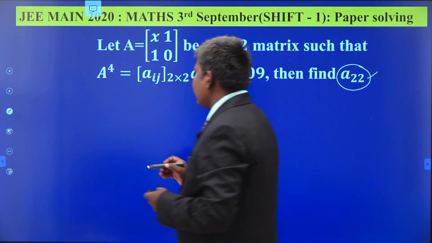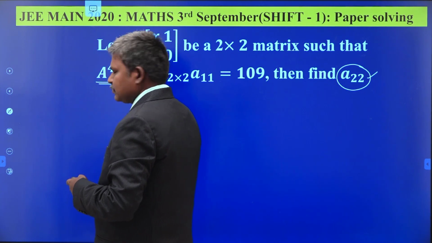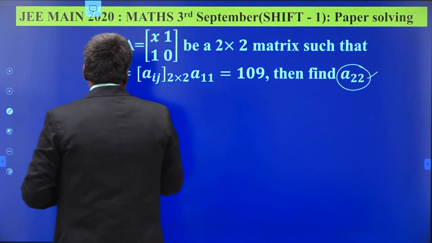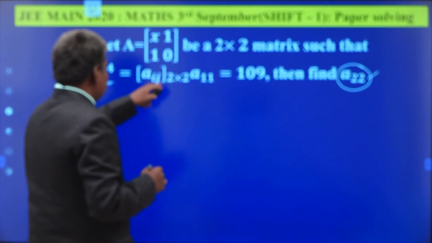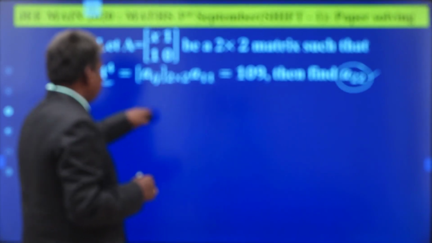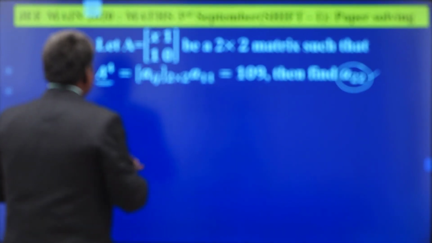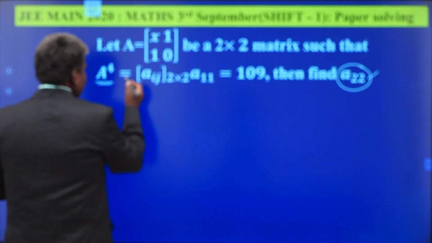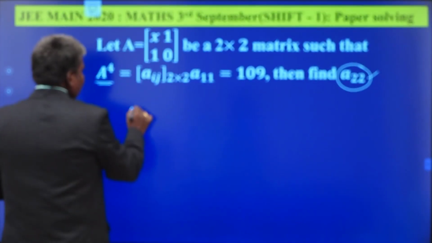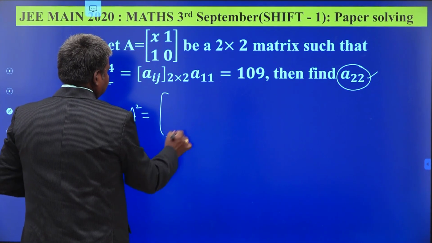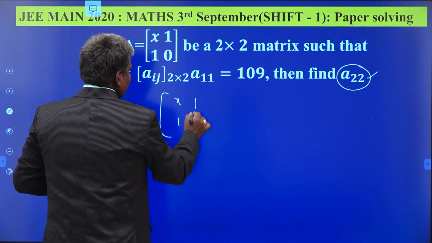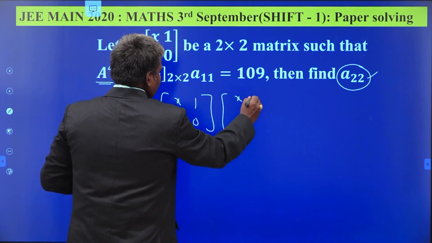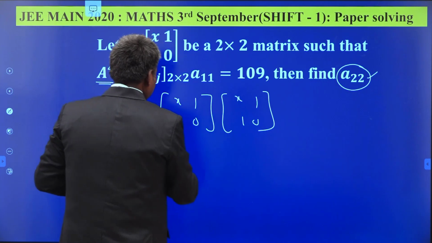So you have to find A power 4, with no shortcut, but you may delete two elements, a12 and a21, from A power 4 itself. Let us do this one. First of all, you have to find A square, [[x, 1], [1, 0]] into [[x, 1], [1, 0]].